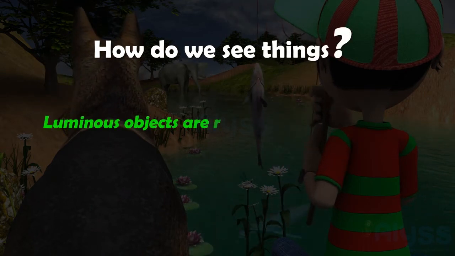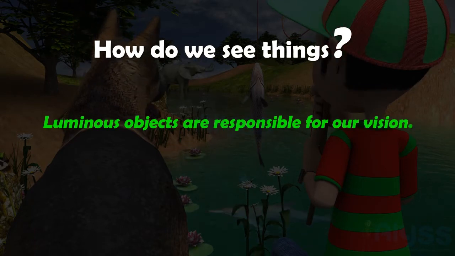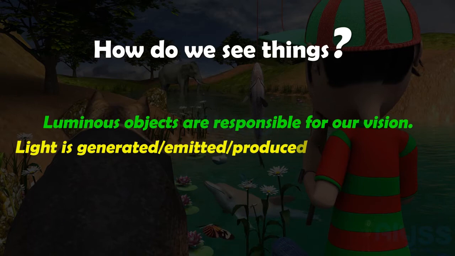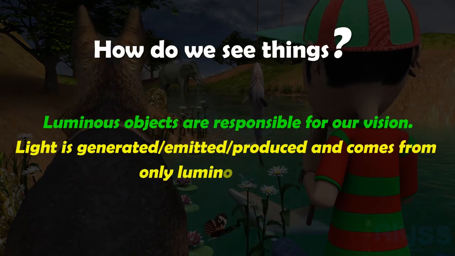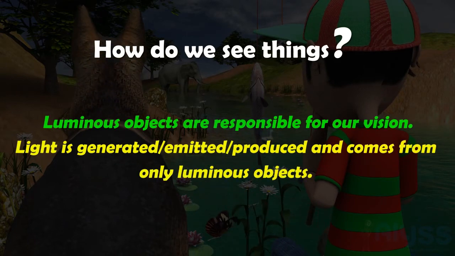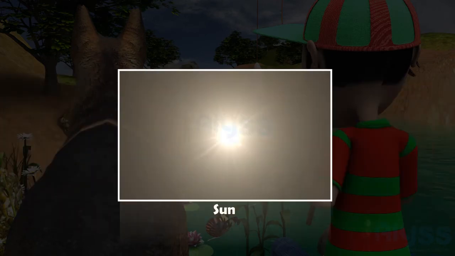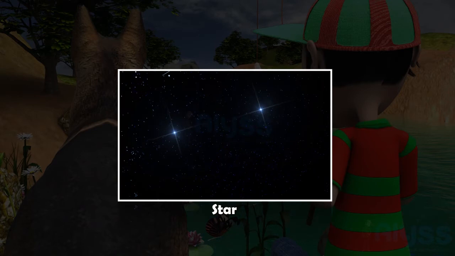Luminous objects are responsible for our vision. Light is generated, emitted, produced, comes from only luminous objects. Lighted candle, torch bulb, the sun, and stars are luminous objects.